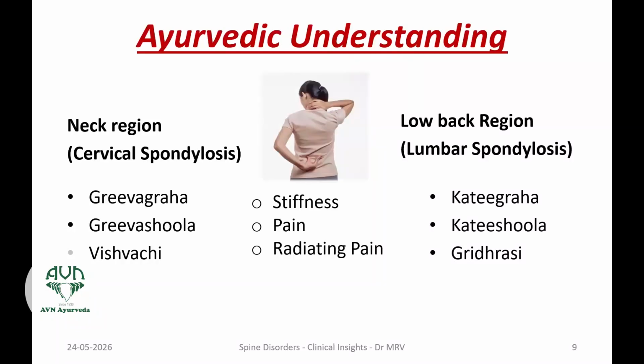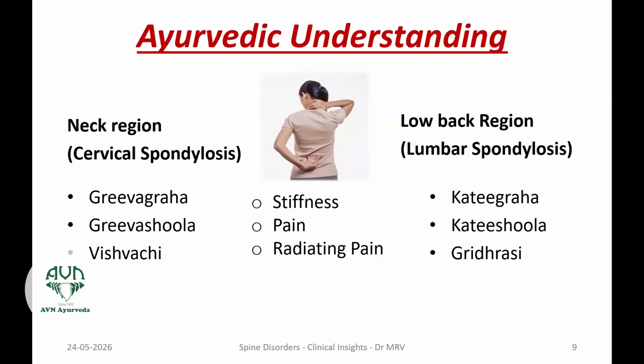This spondylosis, or degeneration or pain, can affect two areas: the neck region and the lower back region. The neck region we call cervical spondylosis and the lower back region we call lumbar spondylosis. You see, both have the same problem. When Griva Graha is there, stiffness is there. In Kadi Graha also, stiffness is there, but it is in the lower part of the vertebral column.